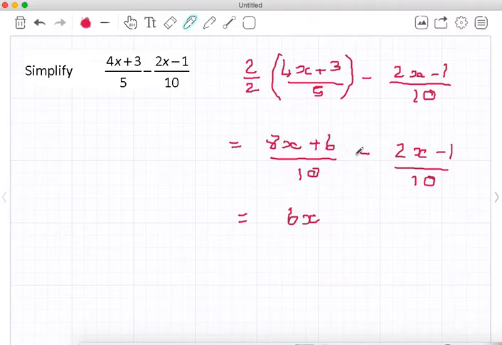Now be careful here, I deliberately put this in. It's plus 6 minus 1. So it's actually going to be add on 1 to get 7. And all of that is over 10. And I'm done. So there's two different styles to simplify algebraic fractions.